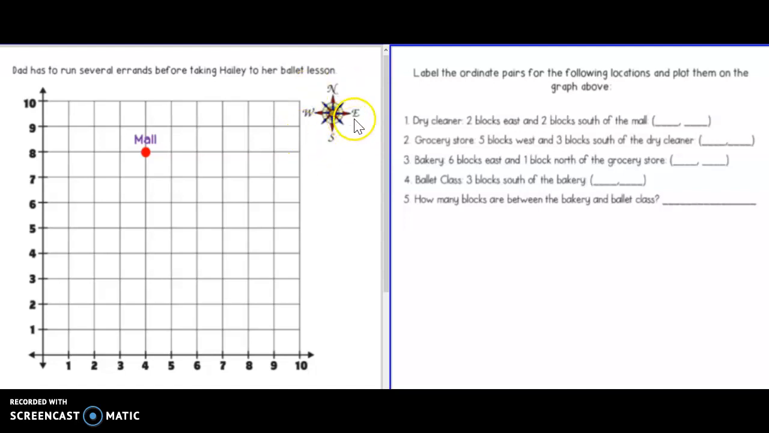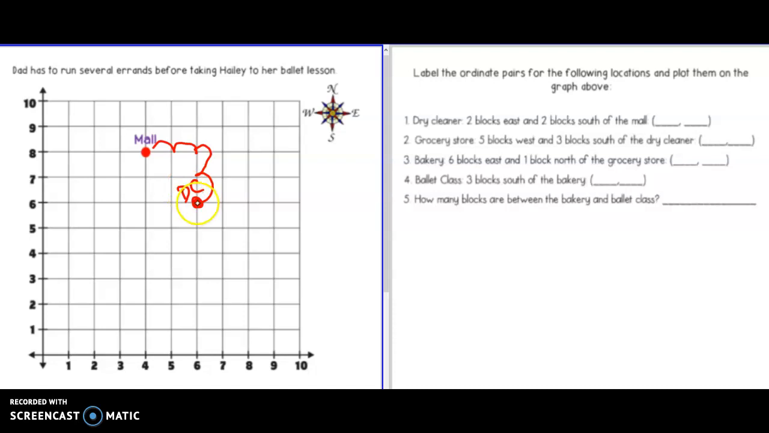When we look at our compass rose, east is going right and south is going down. So we're going to go 2 east, so 1, 2, and then 2 south, 1, 2. Right here, that is our dry cleaner. Then we have to look at the X and the Y to figure out the ordered pair. It's at 6 on the X, 6 on the Y, so we're going to label that as 6, 6.